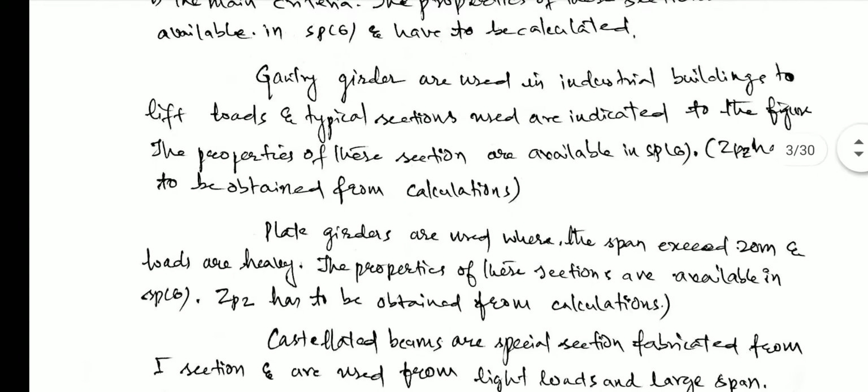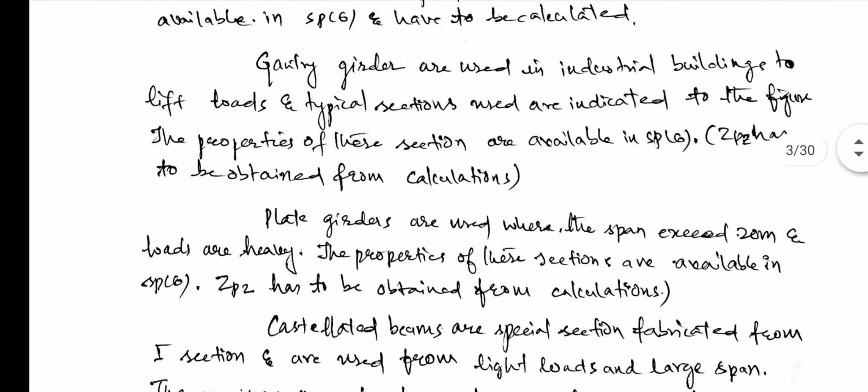Gantry girders are used in industrial buildings to lift loads, and the typical sections used are indicated in the figure. This we will discuss in detail in the next semester, because we have the design of gantry girder and welded plate girder there, so you can understand the details. For now, just understand what a gantry girder is. The properties of this section are available in the steel table. Zpz you have to calculate.